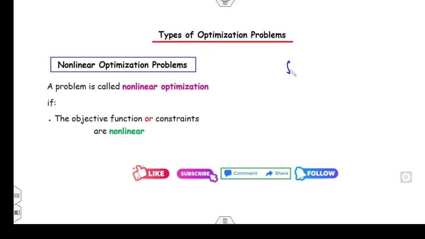If you have functions f, f1, f2, f3, at least one of them is nonlinear. Either the objective function is nonlinear or one of the constraints is nonlinear, then we call it a nonlinear optimization problem. For example, here the objective function is nonlinear.